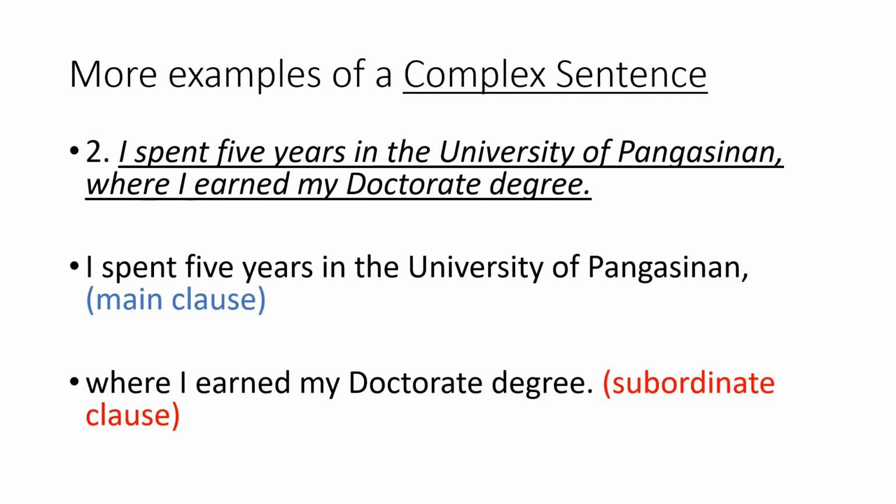Here is the second example. Let us read. I spent 5 years in the University of Pangasinan, where I earned my doctorate degree. I spent 5 years in the University of Pangasinan is the part of the sentence which is the main clause. Where I earned my doctorate degree is the subordinate clause in the sentence. The sentence is composed of one main clause and one subordinate clause, so it is a complex sentence.